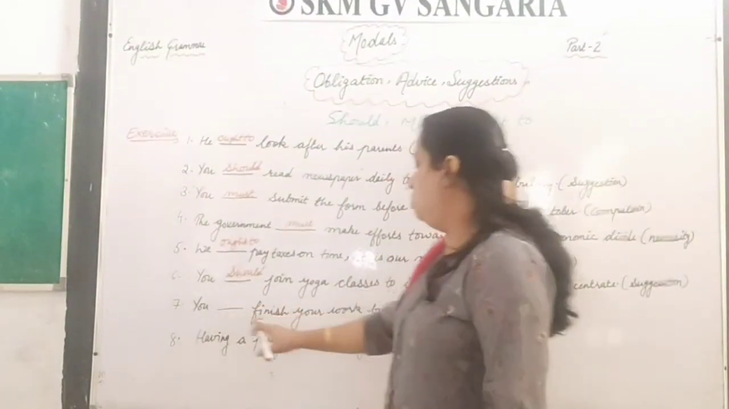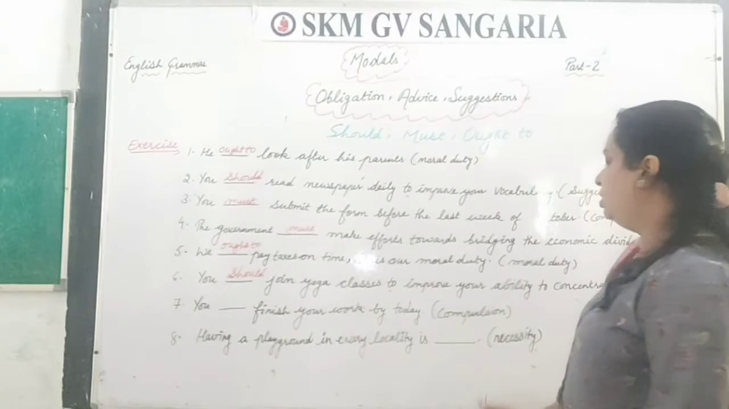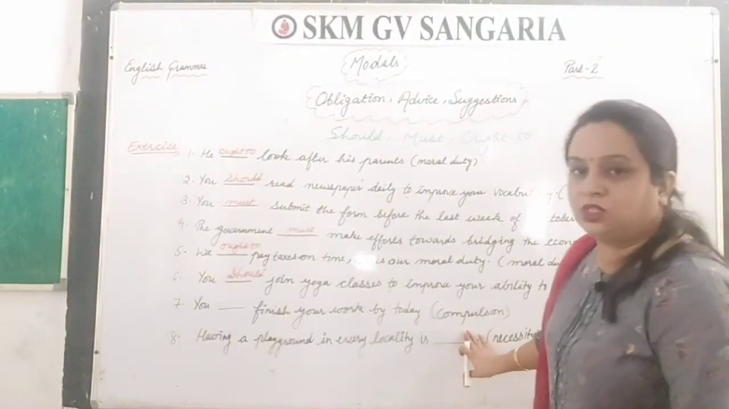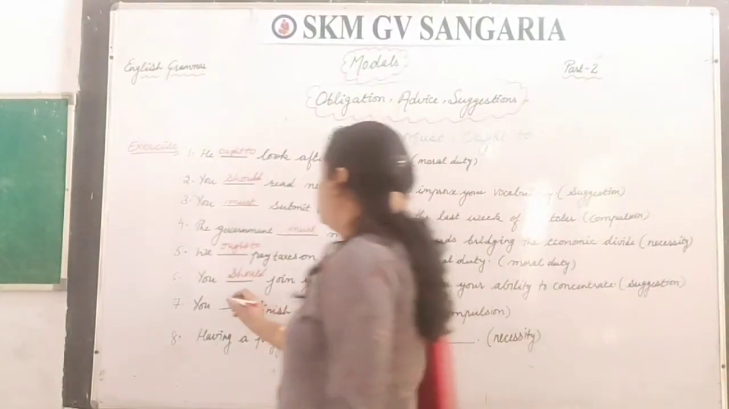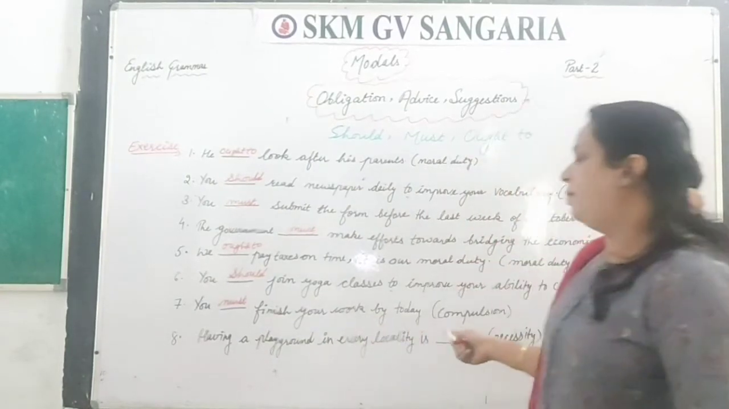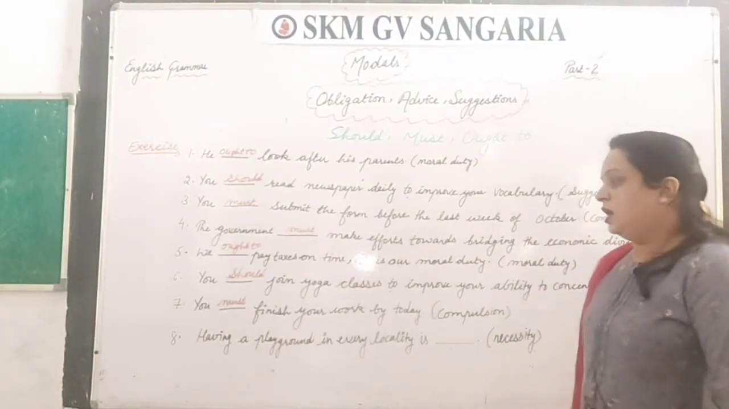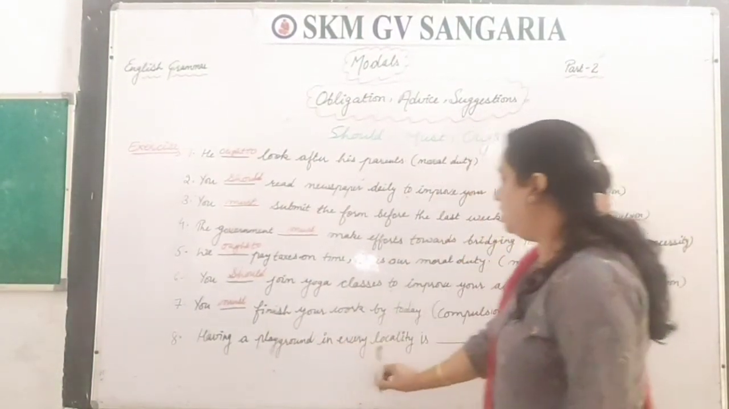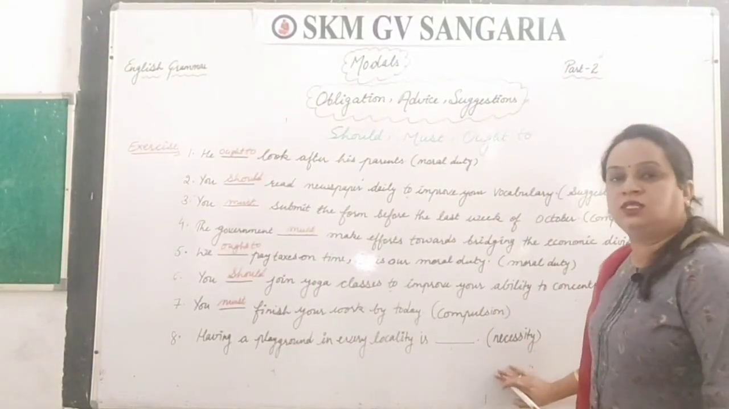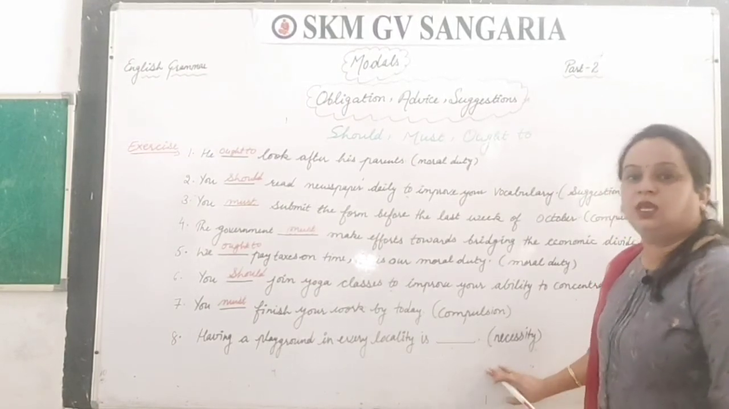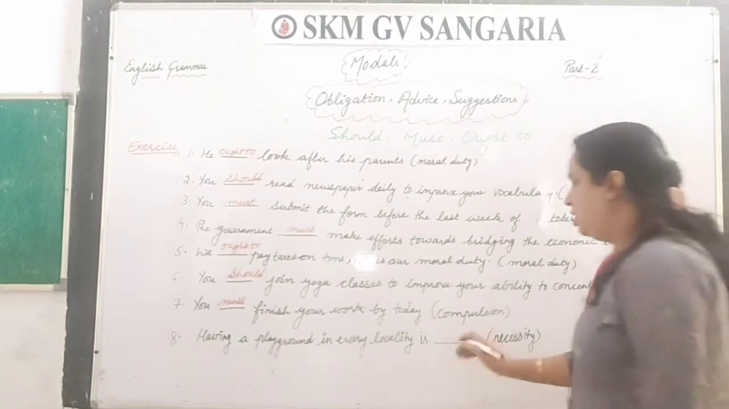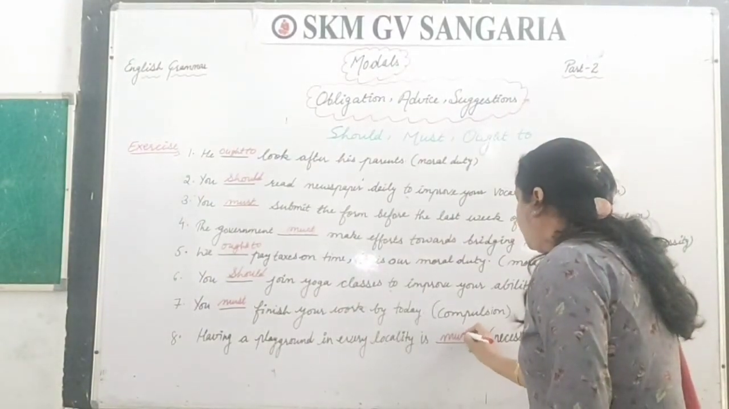Next is: you dash finish your work by today. It is a compulsion, and when there is compulsion you have to go with must. So you must finish your work by today. Last one is: having a playground in every locality is dash, and it's a necessity. So when there is necessity, compulsion, obligation, you have to go with must. So here also you have to fill in must.